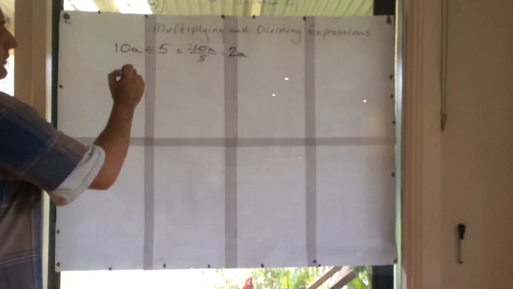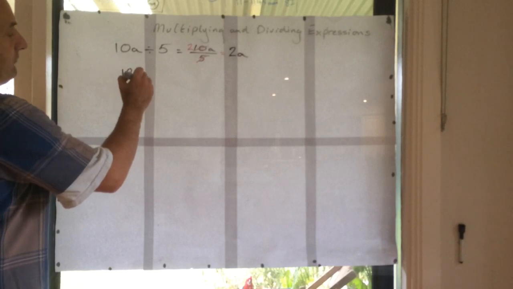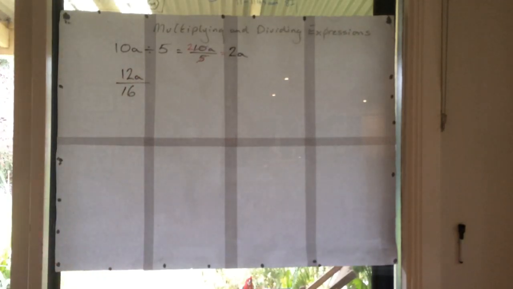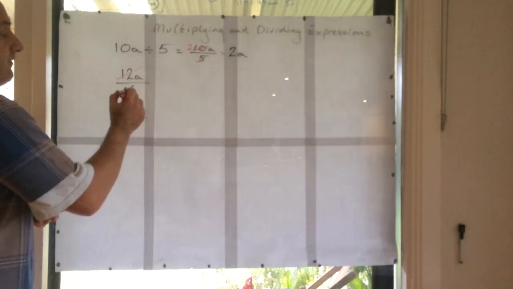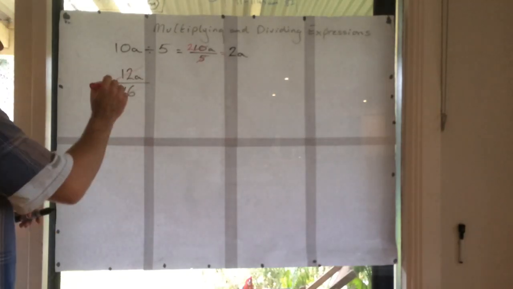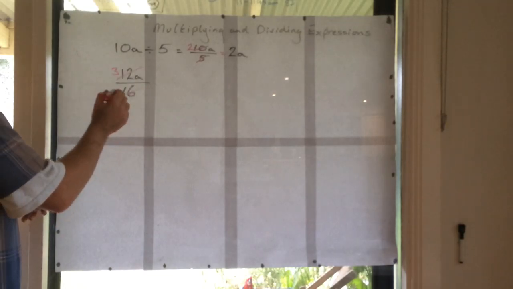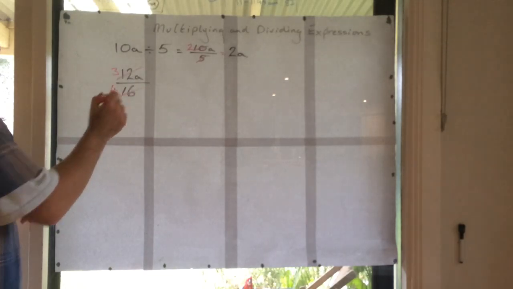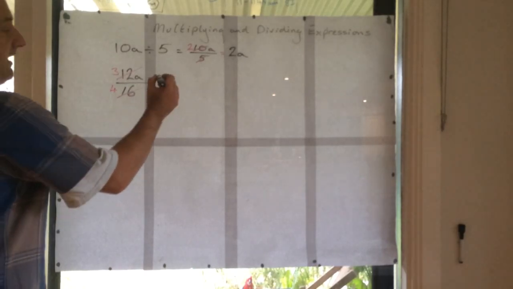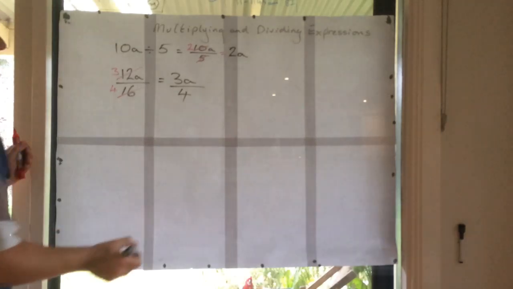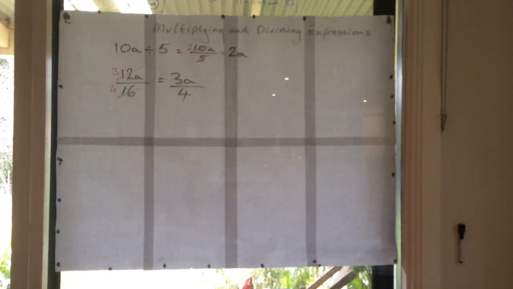Okay, let's do another one of them. Let's do this. 12a over 16. What's the number that goes into 12 and 16? 4 goes into 12. 4 goes into 16. How many times does 4 go into 12? 3 times. How many times does 4 go into 16? 4 times. So now we're going to have 3a over 4. Good. We're simplifying these.